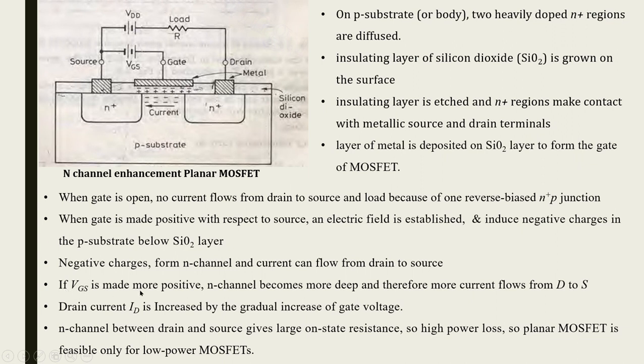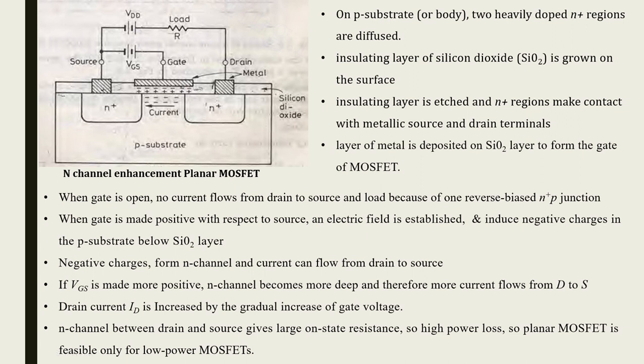If VGS is made more positive, the N channel becomes deeper and therefore more current flows from drain to source. If VGS, that gate voltage, is made more positive, this channel width will be increasing and more current will be flowing. More drain current ID will be flowing from drain to source. Okay. Drain current ID is increased by a gradual increase in gate voltage. That is what we said now. If the gate voltage is increased gradually, the drain current also will be increasing.